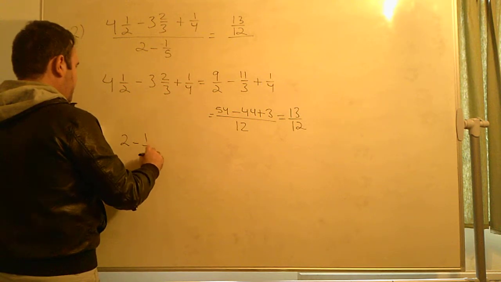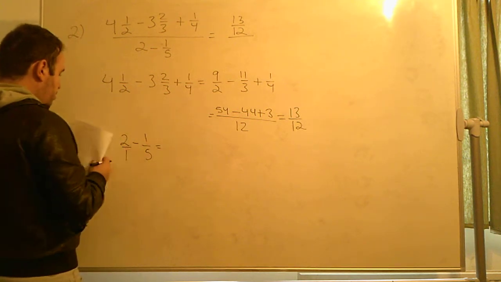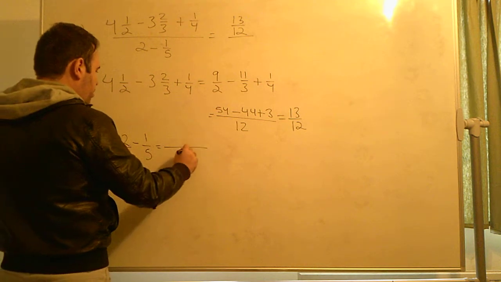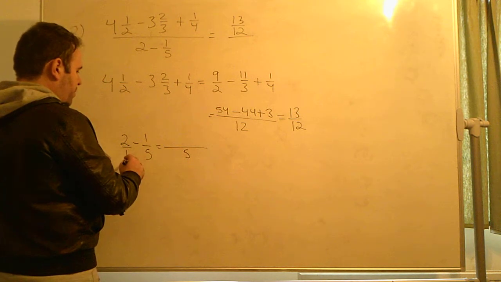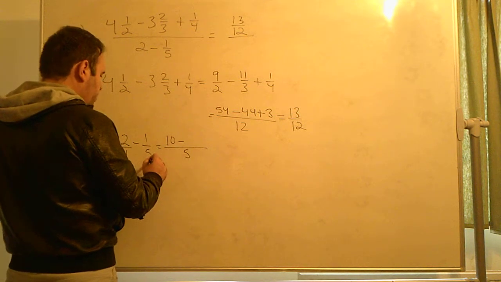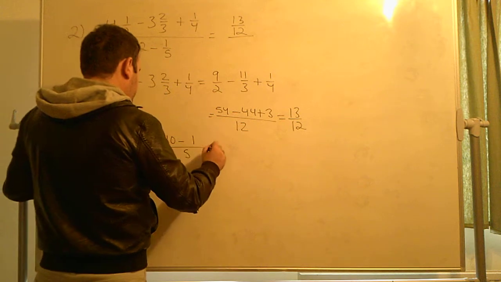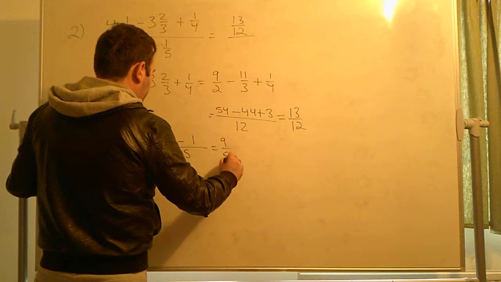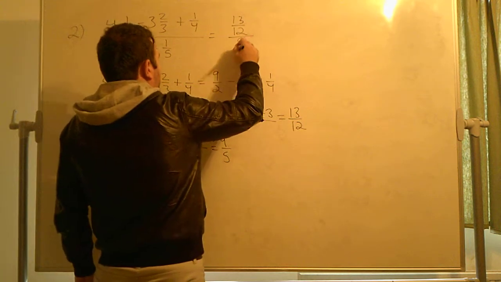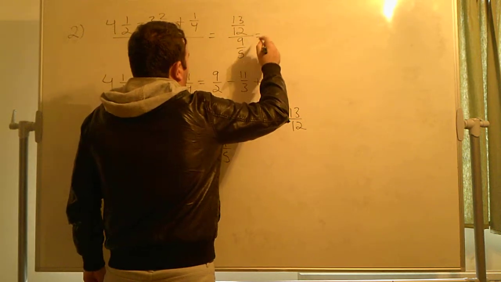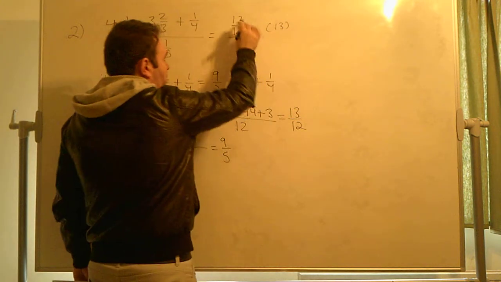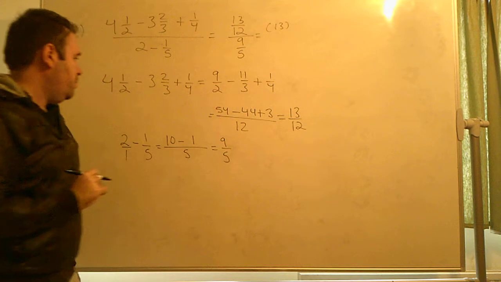2 minus 1/5. 2 is really 2 divided by 1. So the least common multiple would be 5. 5 divided by 1 is 5, times 2, 10. Minus 5 divided by 5 is 1, times 1, 1. So this will be 9/5. So the denominator would be 9/5. Well, this will be 13 times 5 because we need to multiply the extremes.